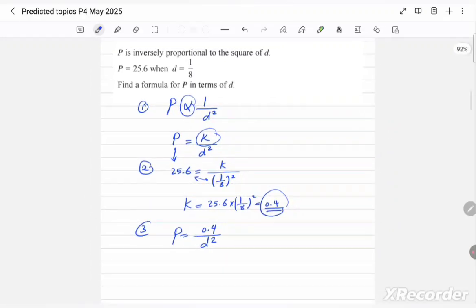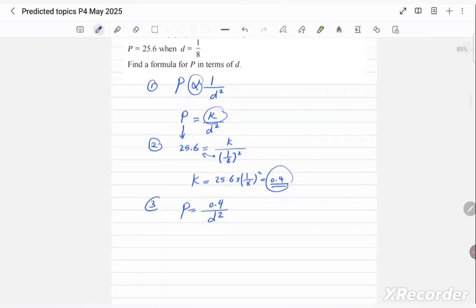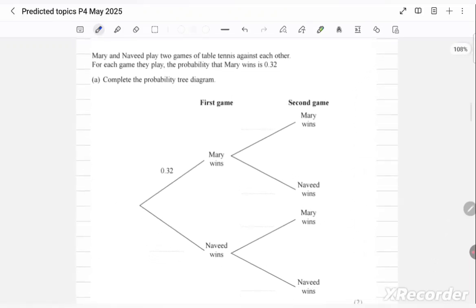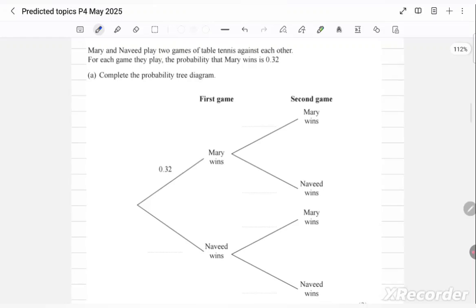But in the exam, they may ask you, for example, to find P when d equals something, or maybe find d when P equals something. So this can be an additional step. In this case you substitute in the formula you have. Now let's move to another topic, which is probability.